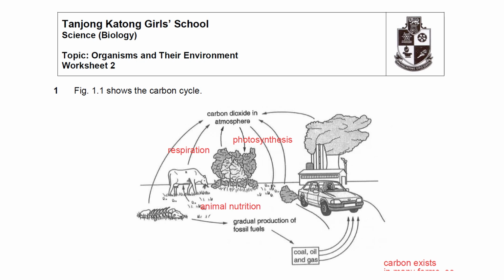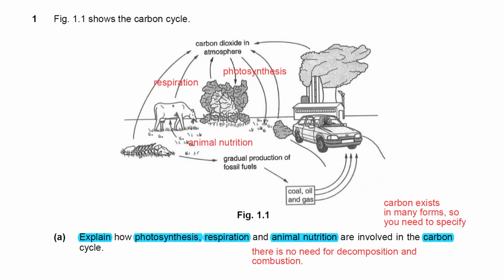For the first question, you will see a picture of the carbon cycle that you have to figure out, but actually it's not so important because the question says, explain how photosynthesis, respiration, and animal nutrition are involved in the carbon cycle. This is the question. It is 6 marks. For the carbon cycle shown in figure 1, you only need to talk about respiration, photosynthesis, and animal nutrition because that's what the question says.